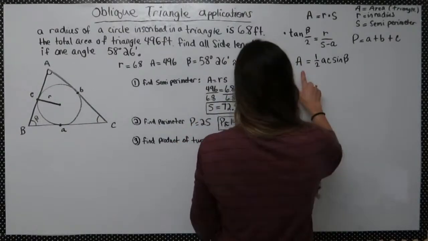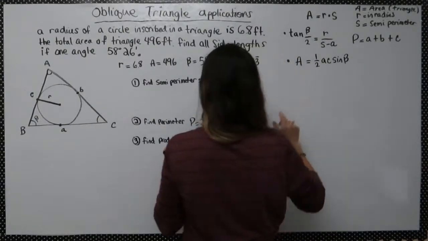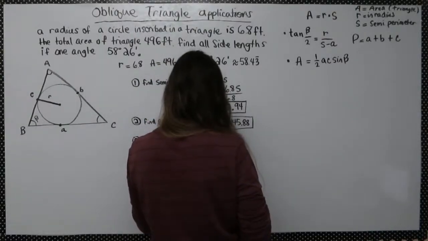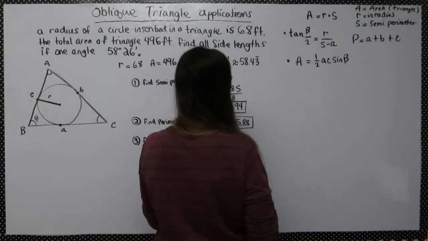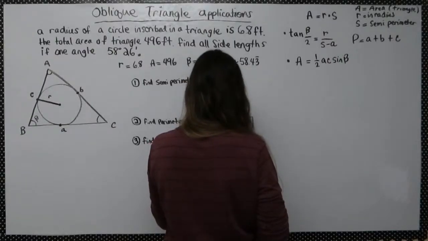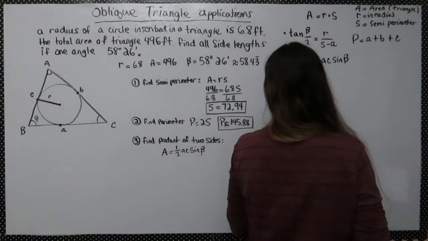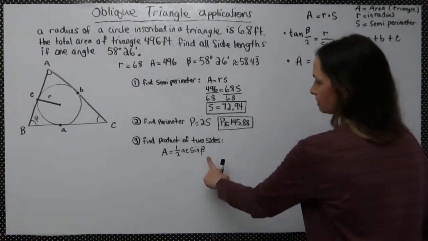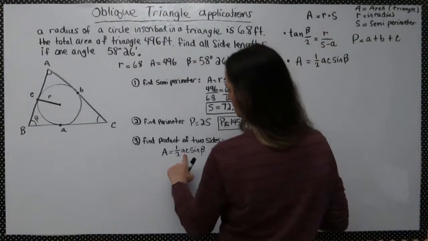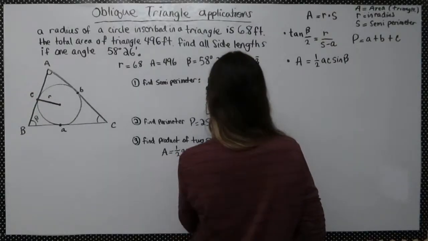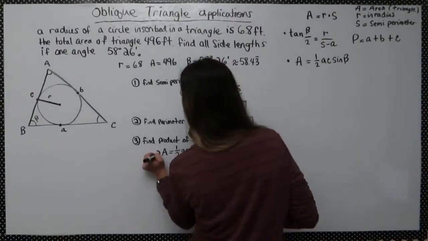So we're going to use this one: A equals 1/2 AC times the sine of beta. And see what we know. We know area and we know beta. So let's solve it for AC first. So first by multiplying both sides by 2.